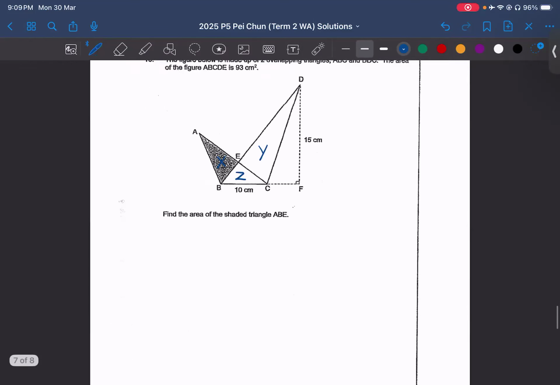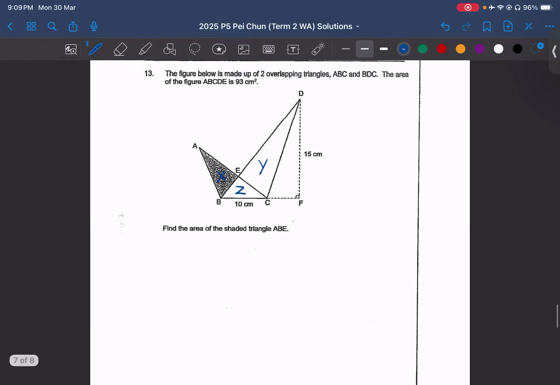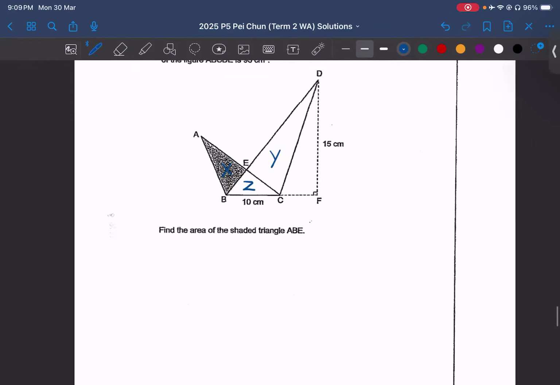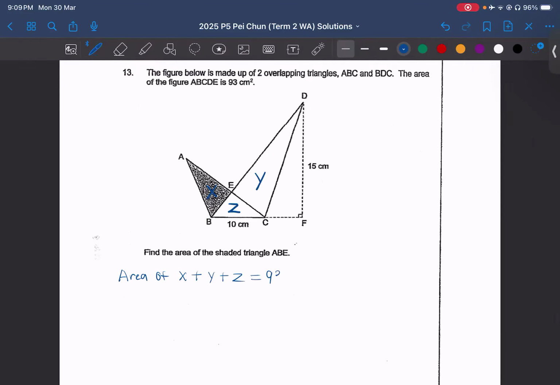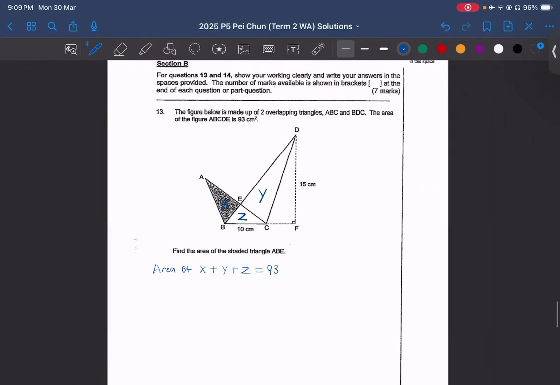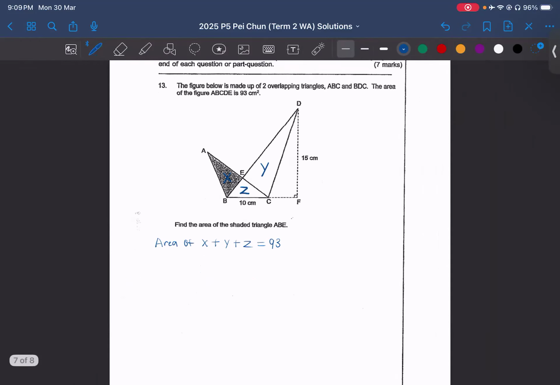So find the area of the shaded triangle ABE. In this case, we know that the whole figure is 93 square centimeters. So the area of X plus Y plus C will be equal to 93. We want to find part X, and we know the whole, which is X plus Y plus Z. So if we are able to find part Y and part Z, we can just minus them off from our whole to give us part X.